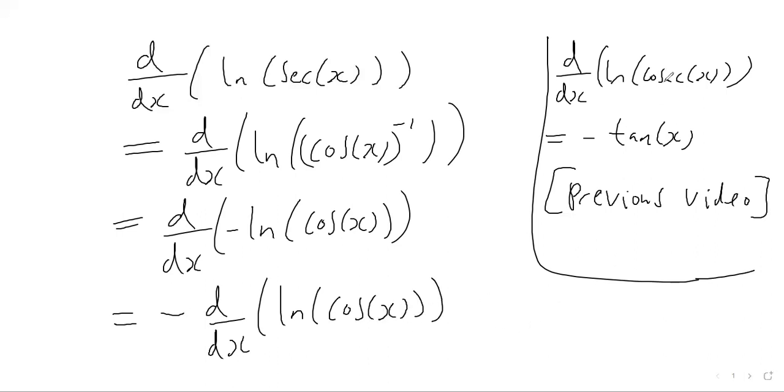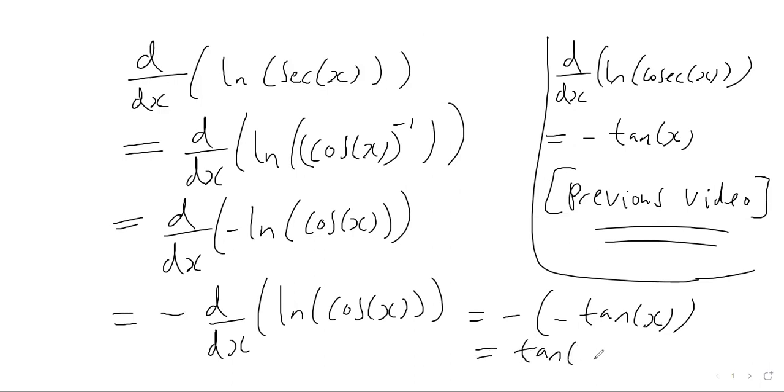And we know that this result over here, because we know that the derivative of ln of cos of x is going to be negative tan of x, because we did this in a previous video. So this is going to be the negative of the negative of tan of x, this final result down here. So negative tan of x. So that's just positive tan of x. So when you differentiate the natural log of sec, you get tan of x. So that's our conclusion there.